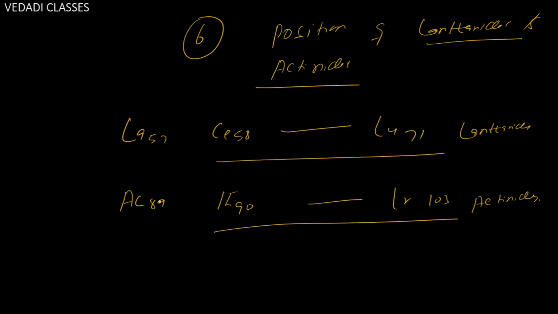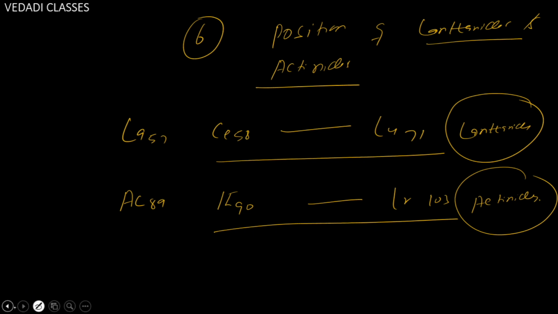Now have a look here. He has not discussed anything about the lanthanides and actinides, which were discovered later on, and covered by the modern periodic law. So now we have discussed the different aspects, merits and demerits of Mendeleev's periodic table.